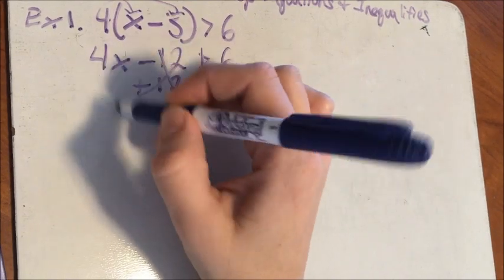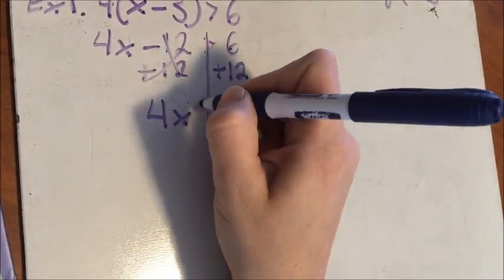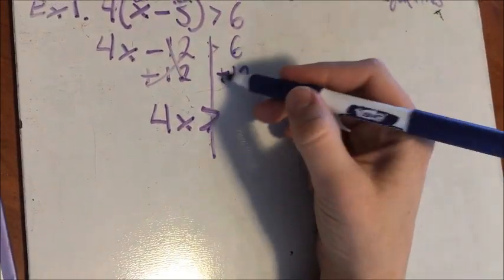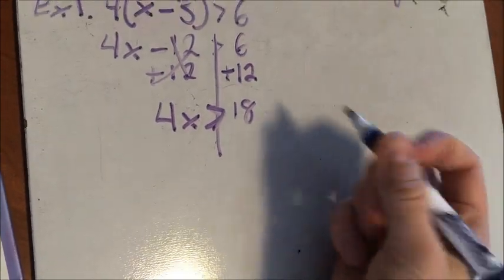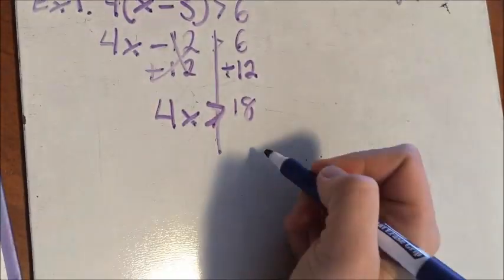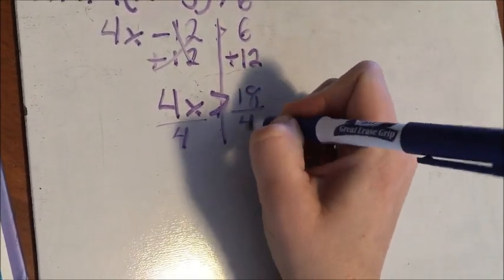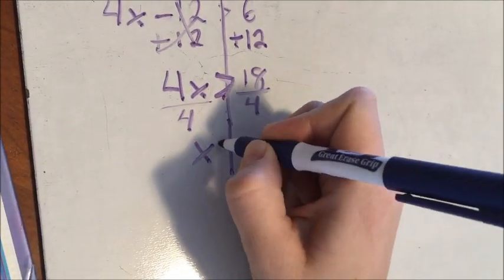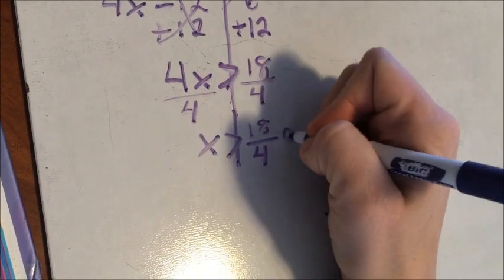This is 0. Bring down the 4x. 4x is greater than, you just bring down the same symbol you already used. 6 plus 12 is 18. Now you're going to undo multiplication by division. So I'm going to divide both sides by 4. So x is greater than 18/4.